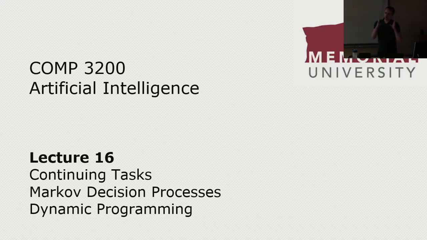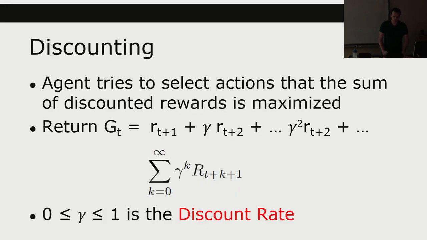There's just a couple of things, like discounting, continuing tasks, etc. And then there's a formula and a concept by the end of the lecture where hopefully things start to make sense together. First, we're going to introduce this concept called discounting. What discounting does is that the agent tries to select actions so that the sum of discounted rewards is maximized. So we've been saying so far that we want to maximize this return.